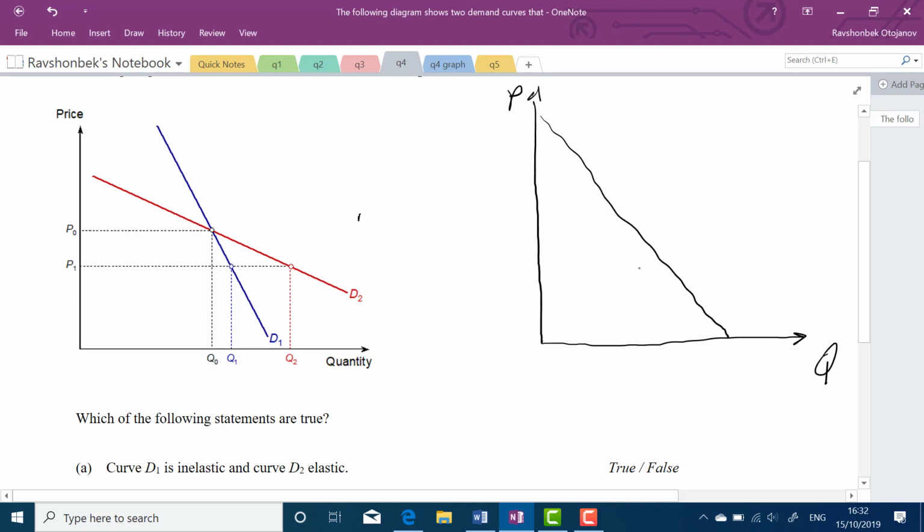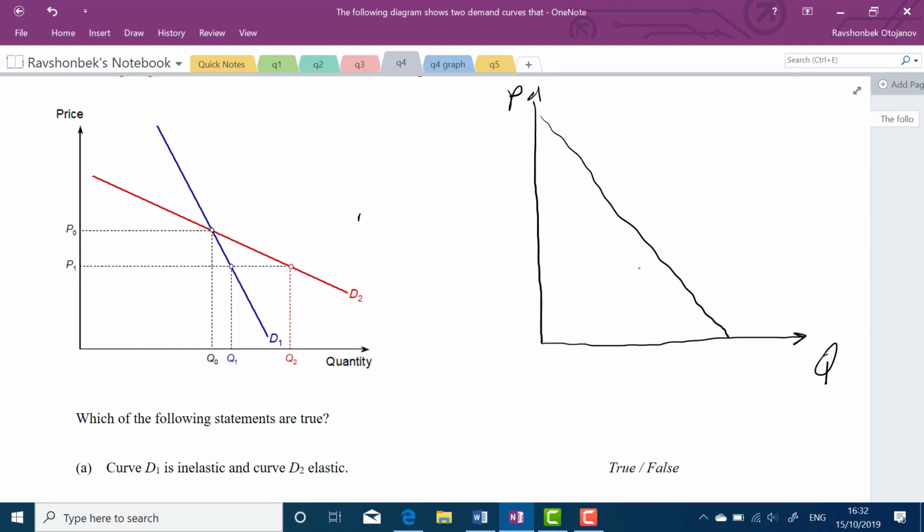I think it's true because for D2, a small percentage change in price results in a larger change in quantity demanded, whereas in D1, a small percentage change in price results in a very small percentage change in quantity demanded. Okay. There's quite a subtle difference here in the answer, but that's an acceptable answer, yes.